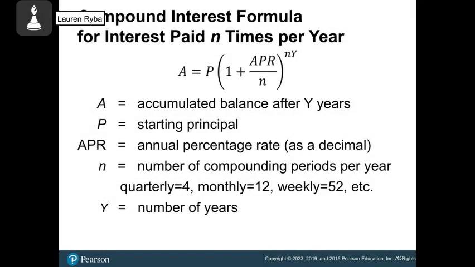This is now the formula for compounding interest more than once a year. So you'll see now that there is this N added in here, and N represents the number of times in the year that we're going to get that interest. So quarterly would be 4, monthly would be 12, weekly 52 weeks in a year, daily 365. And then this power up here has now changed to how many times a year times the number of years.